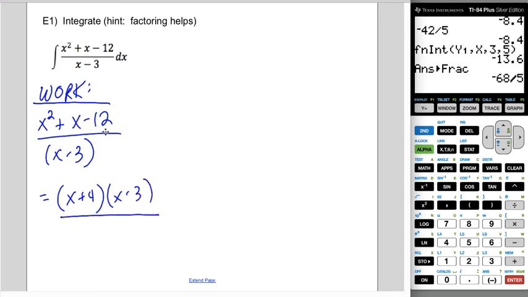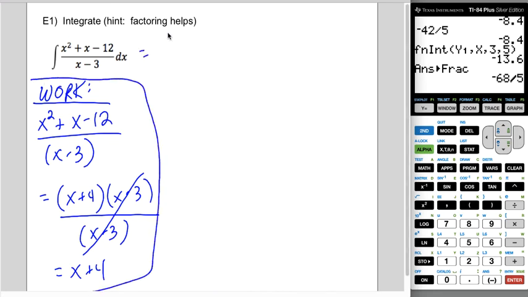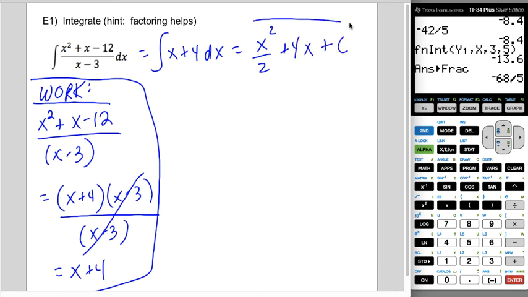And you can double check that that's true, but they multiply to negative 12. They would add to a positive x. So what you'll notice is if I cancel these, I get that this thing is actually just an x plus 4. So what I'm integrating, right, so I did a little bit of work and I separated it to make it clear. I'm actually integrating x plus 4 with respect to x, which means I'm going to get x squared over 2 plus 4x plus c.